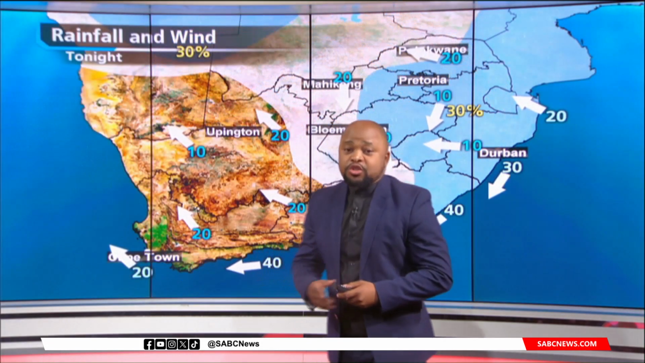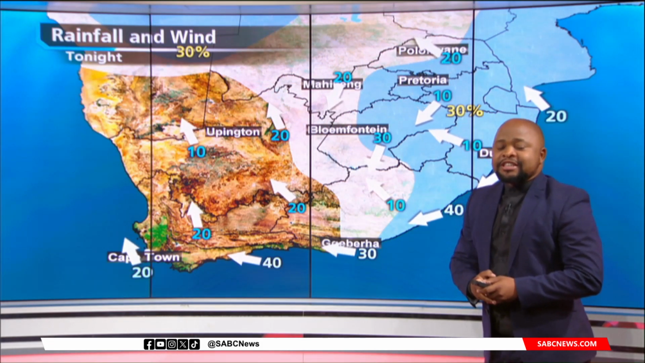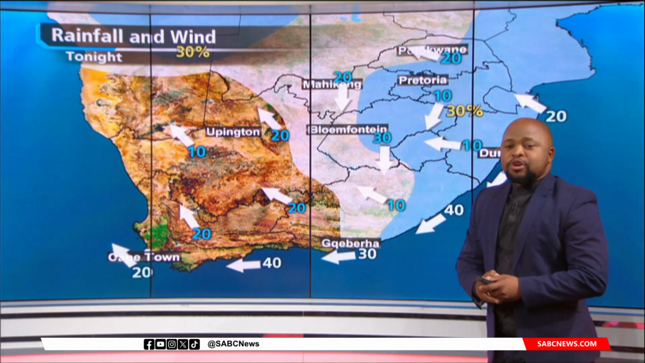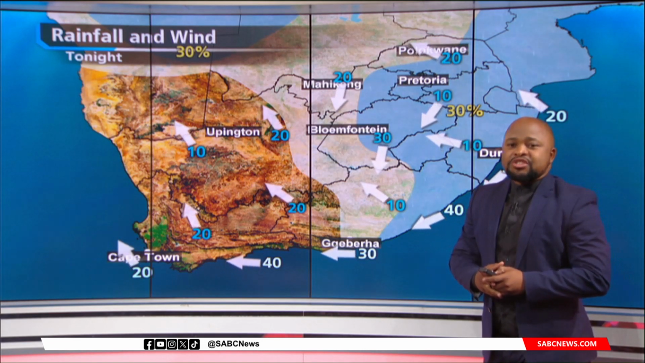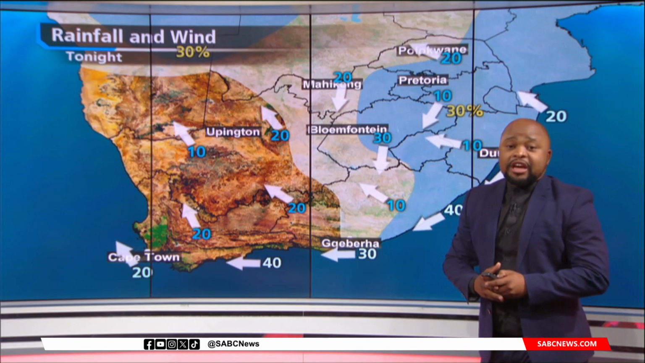And for the remainder of today, there is still a slight chance of thunder showers over the northeastern provinces of the country. In the Gauteng province, the Eastern Free State, Mpumalanga, Limpopo, and most areas of KwaZulu-Natal, but that is only just the chance of thunder showers. Clear conditions can be expected over the central and western parts of the country for tonight.